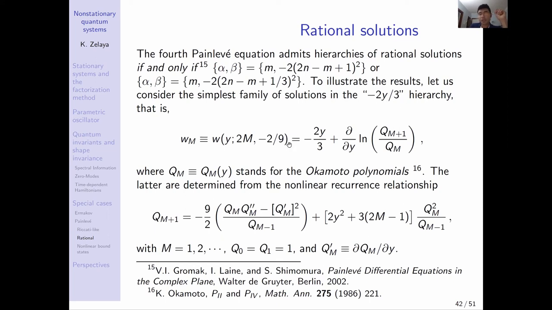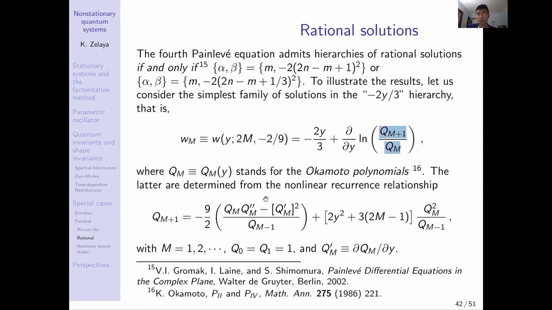And the solutions to the Painlevé equation are just given by this. Omega is just this. And Q is known as the Okamoto polynomial. The Okamoto polynomials have zeros, but the zeros of these polynomials are in the complex plane. In the real line, they don't have any zeros. So that's why these solutions generate physical potentials.